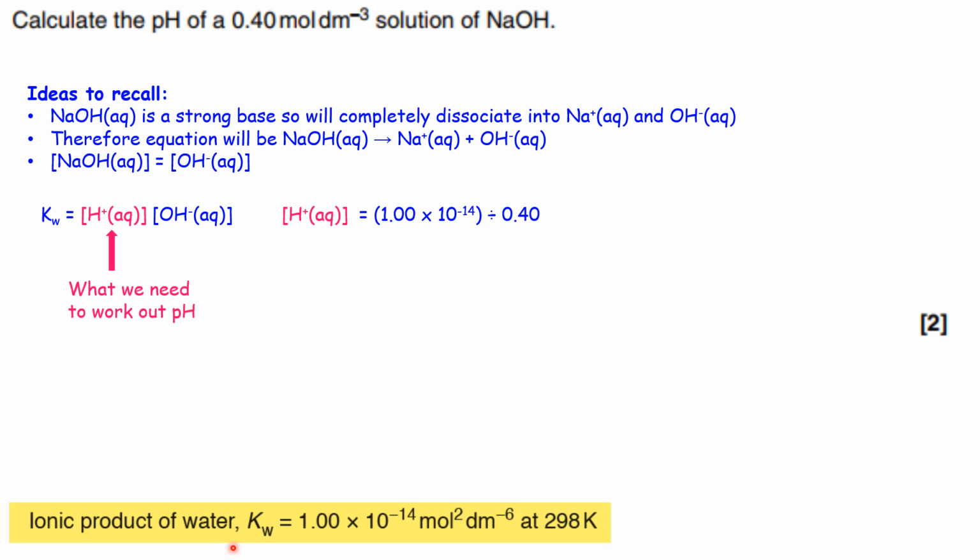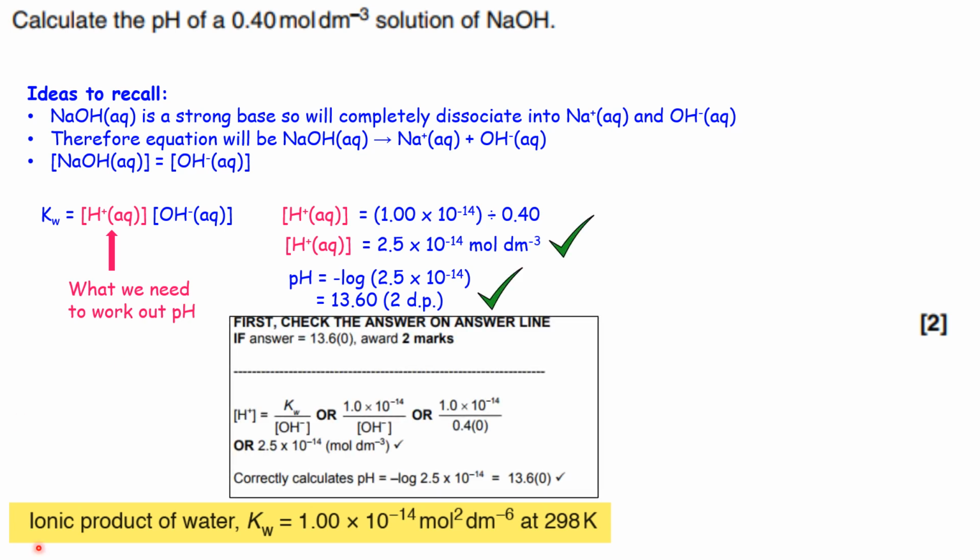So plugging in the numbers that were given, that means we divide 1 × 10⁻¹⁴ by 0.4. And that gives us 2.5 × 10⁻¹⁴ mol per dm³ as our hydrogen ion concentration. So plugging that into the pH calculation like before, that gives us 13.60. And obviously this is what you'd expect for a strong base. You wouldn't expect a low pH, you'd expect quite a high pH. So it's looking okay so far.